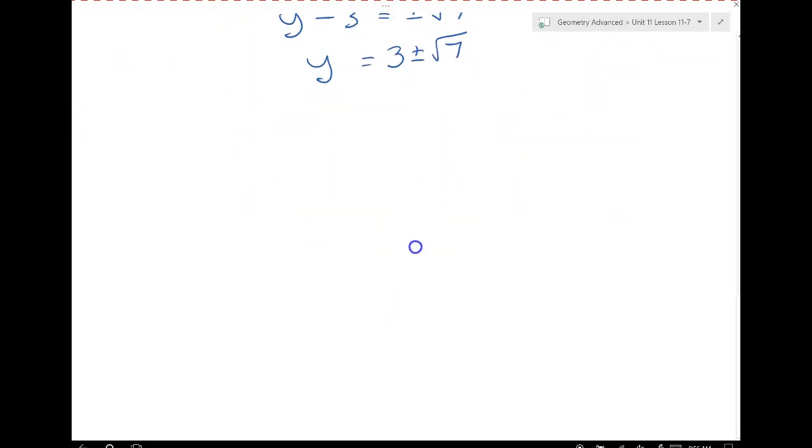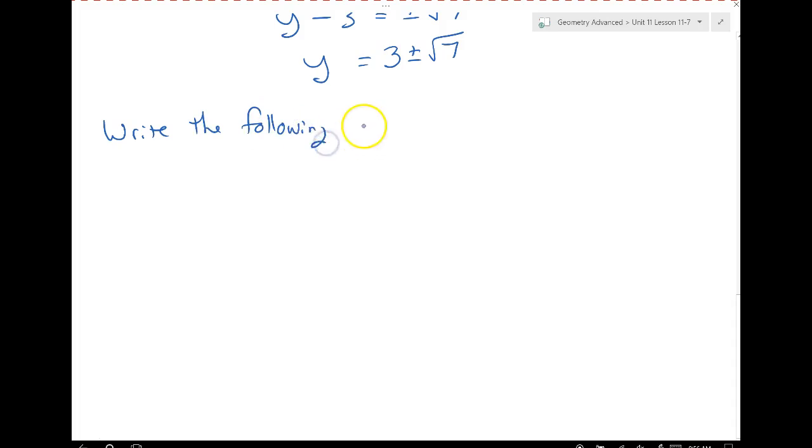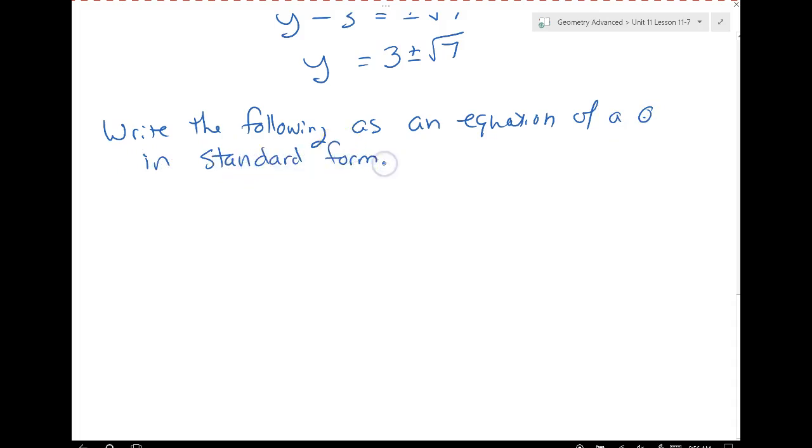All right, so let's try the next one. So let's actually do this. So here would actually be the equations. It says the following. Write the following as an equation of a circle in standard form. All right, so remember standard form is x minus h squared plus the quantity y minus k squared equals the radius squared. With me so far?